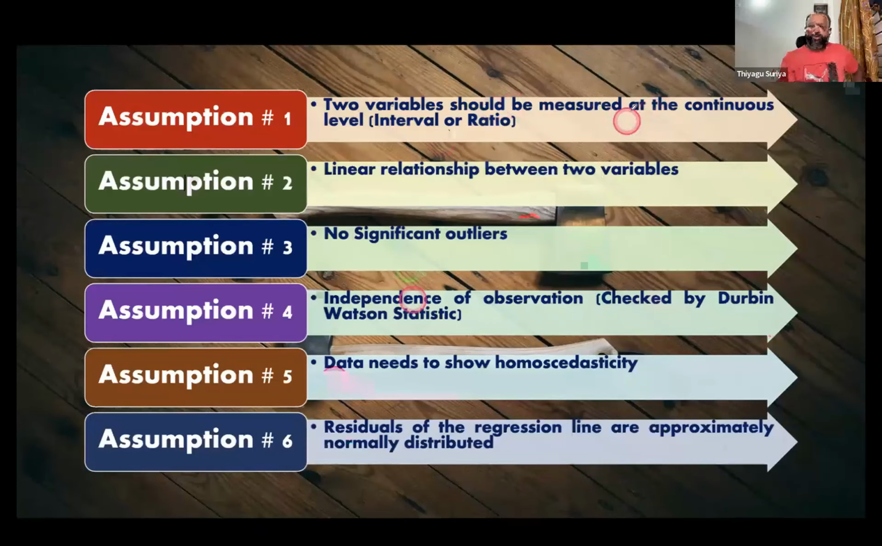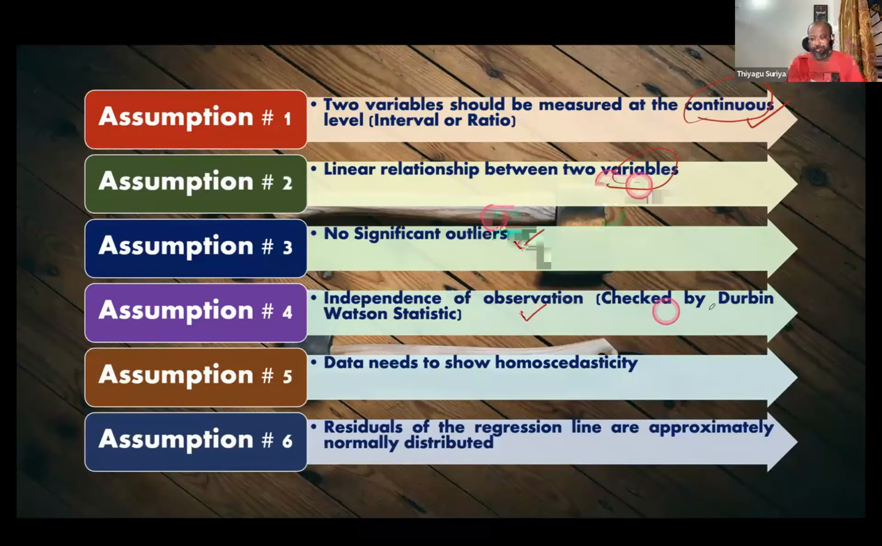These are the assumptions we need to cross-check before doing this. The first one: the variables should be measured at the continuous level. What are the two variables? Independent variable and dependent variable. For simple linear regression, both variables should be continuous. Then only can we go with Pearson, then only can we do linear regression, right? Simple linear, multiple linear. There should be a linear relationship between the variables. There should be no significant outliers. We already know there is the box plot, through which we can find these outliers.